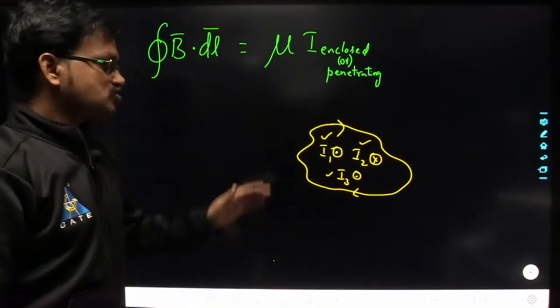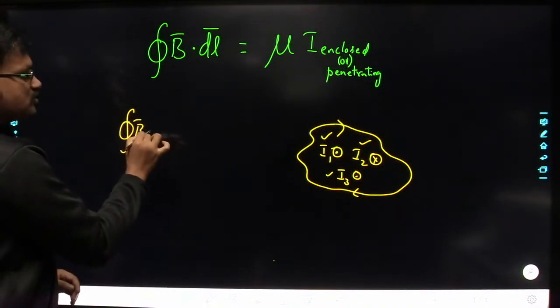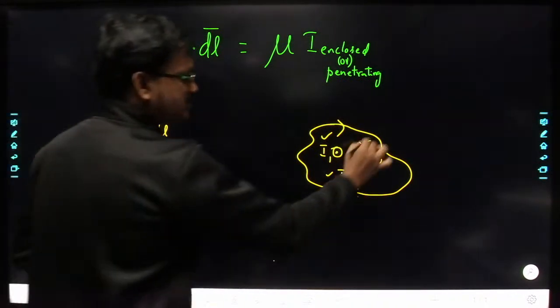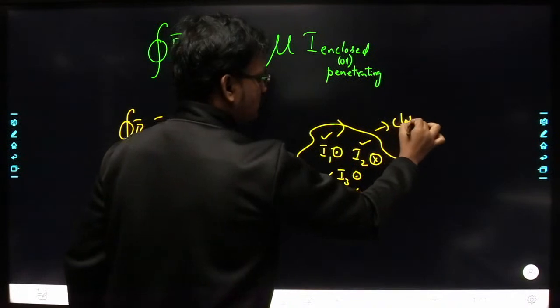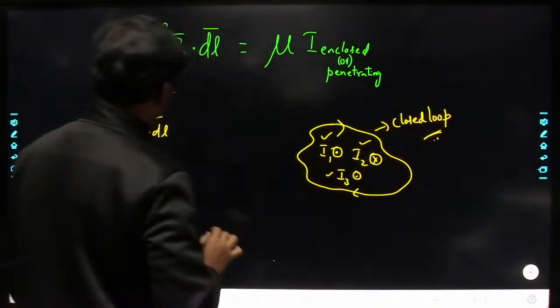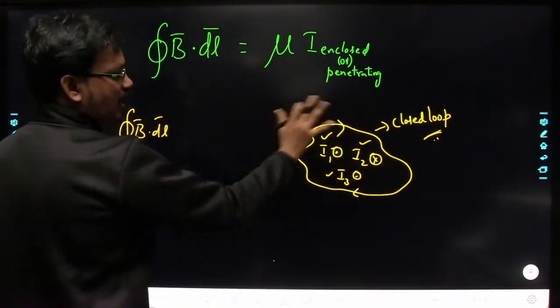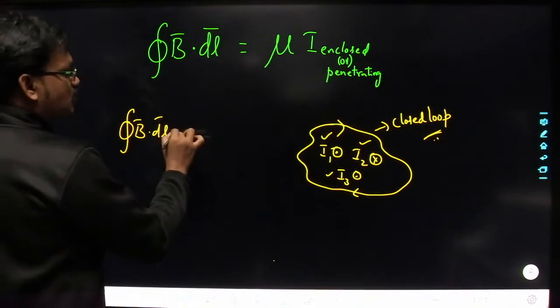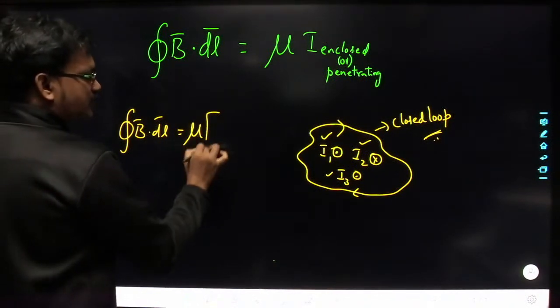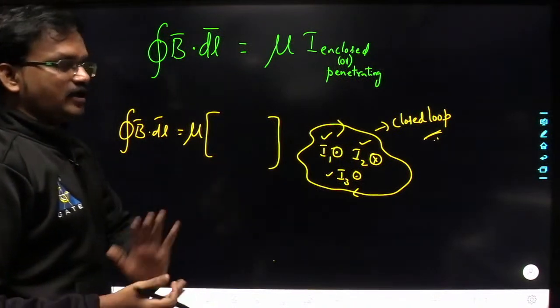Understood? Now tell me, what is the circulation of B field around this closed loop here? This is the closed loop. Now tell me how to write Ampere's law. I want to determine the circulation of B field around this closed loop. That is equal to mu times of what? Mu times the current enclosed by the closed loop. Now what are the currents enclosed by the closed loop?